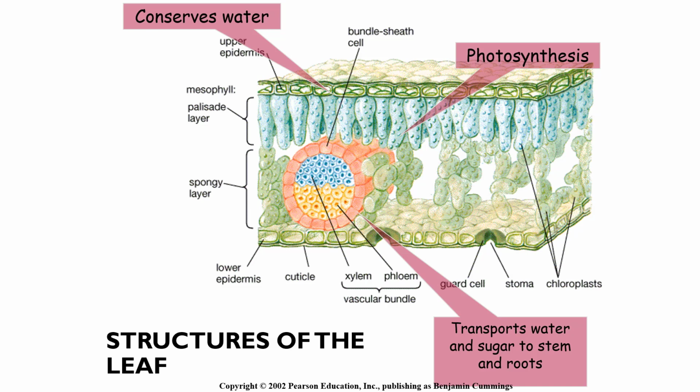So here we have the structures of the leaf. The epidermis, which has the cuticle, helps conserve water. The vascular bundle helps transport water and sugar to stems and roots. And photosynthesis occurs within these chloroplasts, which are mostly in the palisade layer.